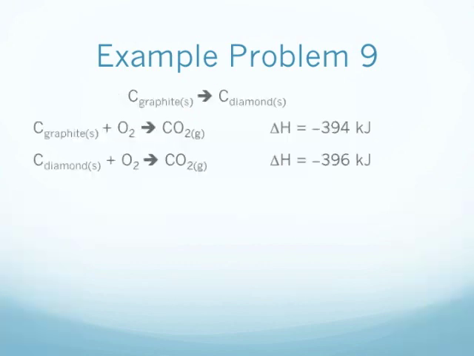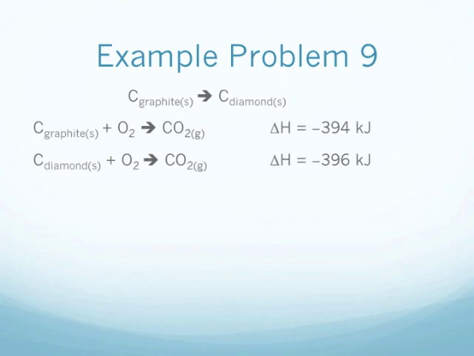Since the enthalpies of combustion were given for graphite and diamond, let's start by writing those equations. In this case, the combustion of carbon yields CO2 for both reactions. The idea behind Hess's law is that we can manipulate these two-step reactions to yield the overall reaction of graphite to diamond. If you look at the overall reaction, graphite is the reactant. So we want one of our step reactions to also have graphite as a reactant. And the first step reaction allows for this.